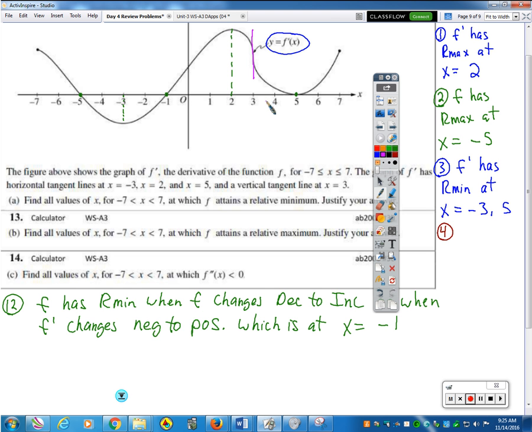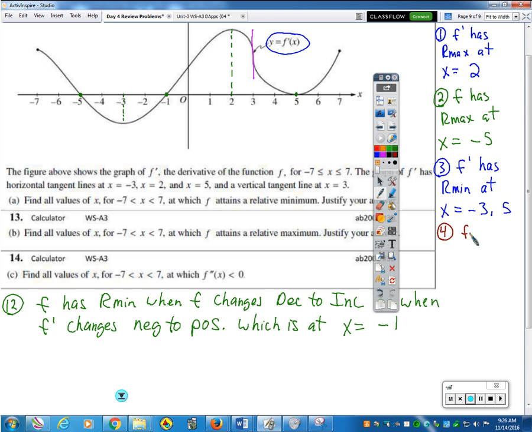Listen carefully to the words. At x equals 3, the tangent slope of f prime is undefined. We have a question on that because this slope is vertical. Okay, so the question 4 I want you to answer is this.